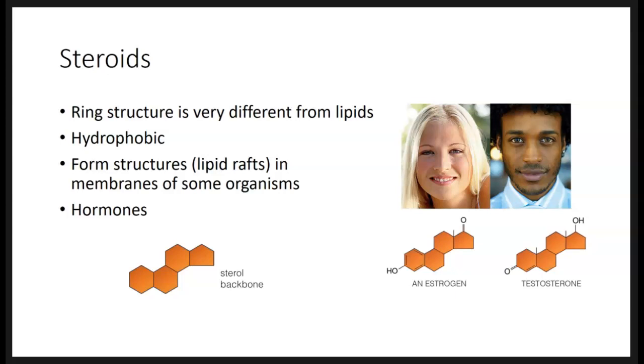Steroids also have an important function as hormones or signaling molecules in mammalian organisms, including estrogen and testosterone. And so these are molecules that induce many important biological processes, including many of the biological processes that go on in developing sex differences between individuals during puberty and during development.